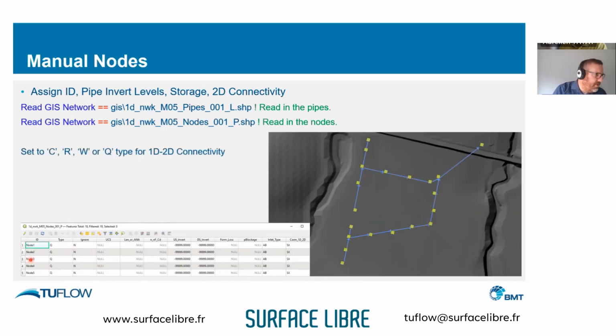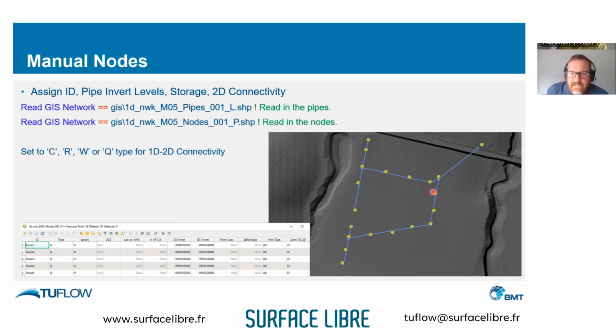I can also use those nodes to specify a 1D, 2D connection. So you'll see I've used my 1D network node layer. They all have a type of queue. We have an inlet type and a 1D, 2D connection. And as a result, at each of those nodes, each of those manhole locations, we now have 1D, 2D connectivity. Any questions?